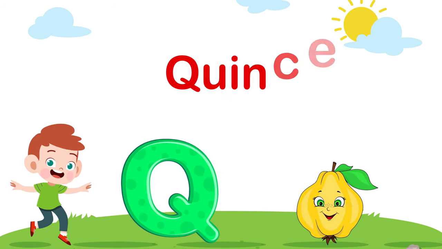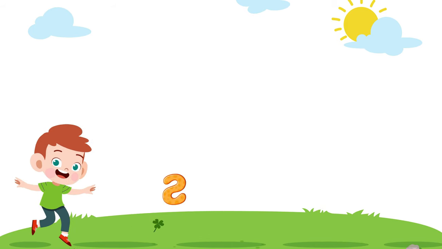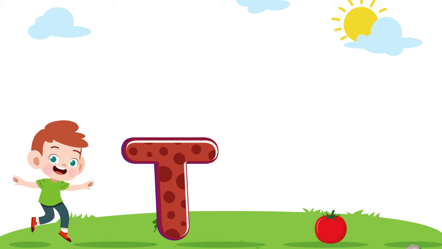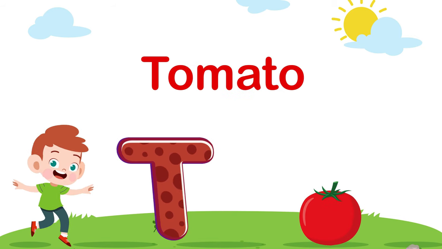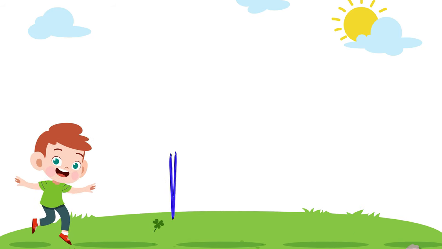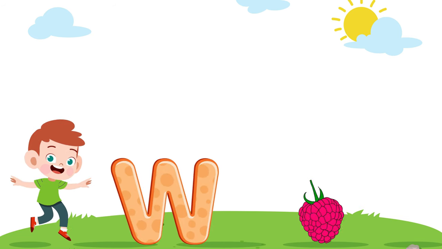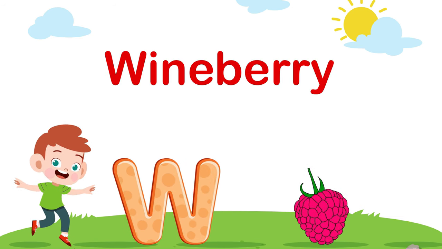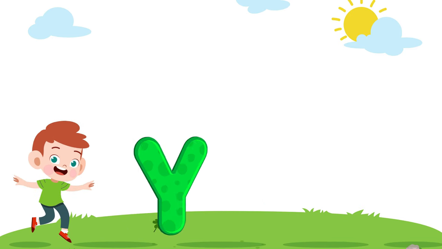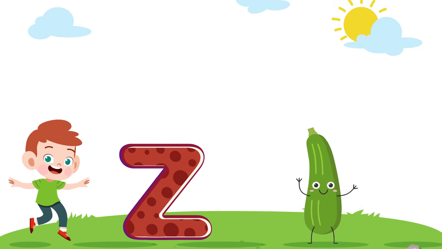R is for raspberries. S is for sapodilla. T is for tomato. U is for lovely. V is for velvet apple. W is for wineberries. X is Samania Caffra. Y is yam. Z is for zucchini fruit.